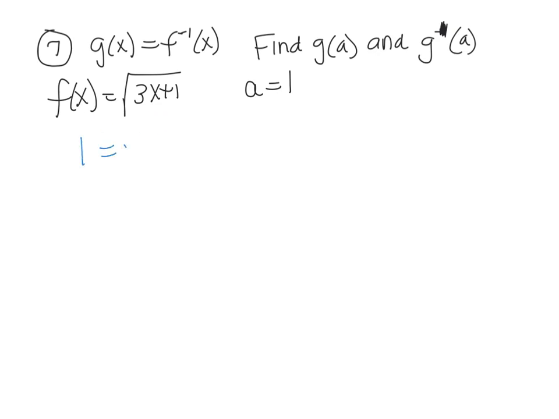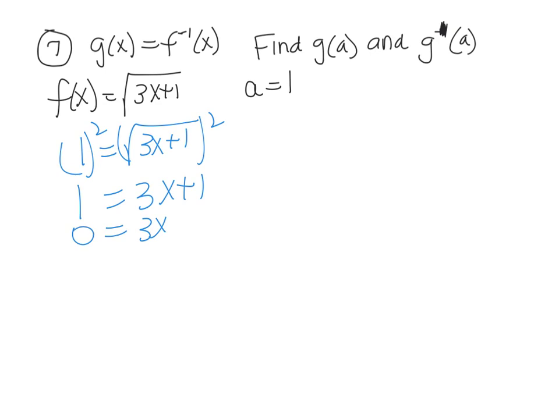So 1 equals the square root of 3x plus 1. We're going to square both sides. So 1 equals 3x plus 1. We're going to subtract 1, and 3x is 0. So guess what? X is 0. All right, the next thing we want to do is take the derivative of f.